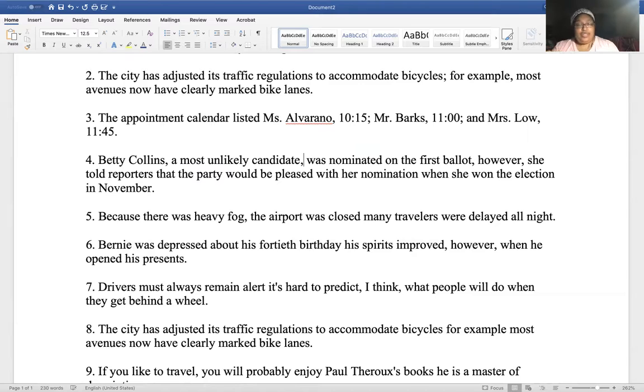Again, this has nothing to do with semicolons, but I just thought I would add that because I don't want you to get confused. So Betty Collins, here's your helping verb, was nominated. What about her being nominated? She was first on the ballot. You also have your conjunctive adverb here, however. So this one's super easy. Semicolon. Done. And so those two are put together like that.